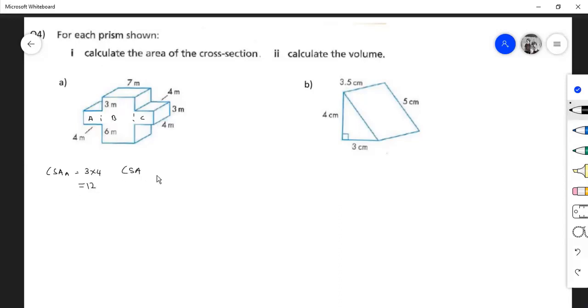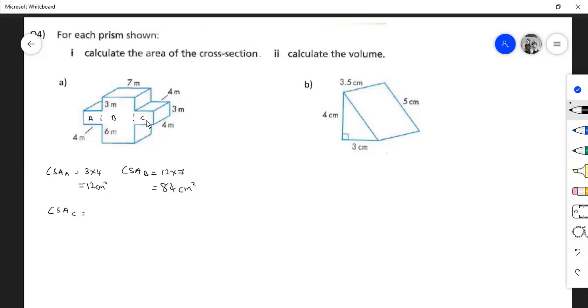Now, cross section area for B. If you notice, this is 3, this is 3, this is 6. That means the whole height should be 12 and the width is 7. So 12 times 7, which is 84. Okay, I didn't write the unit. Just make it a habit to write the unit: cm square, cm square.